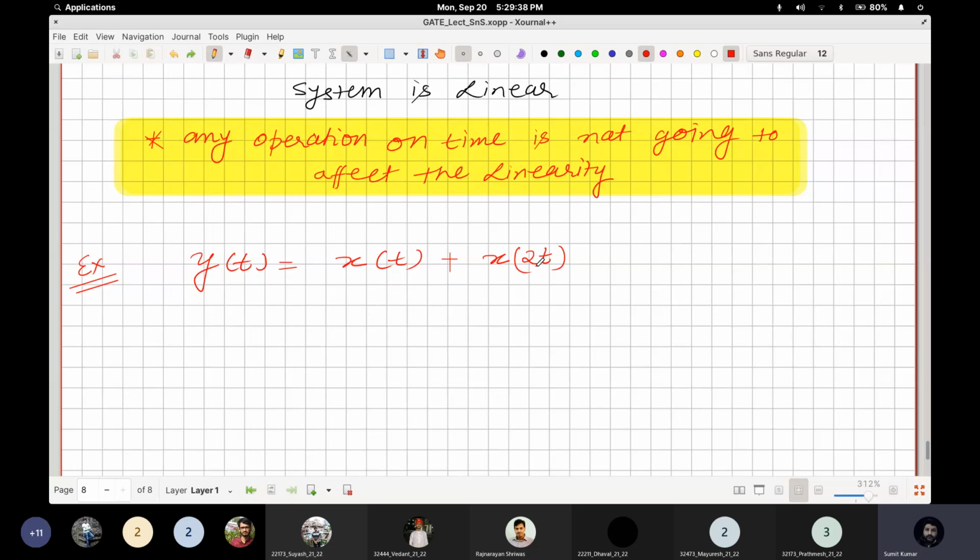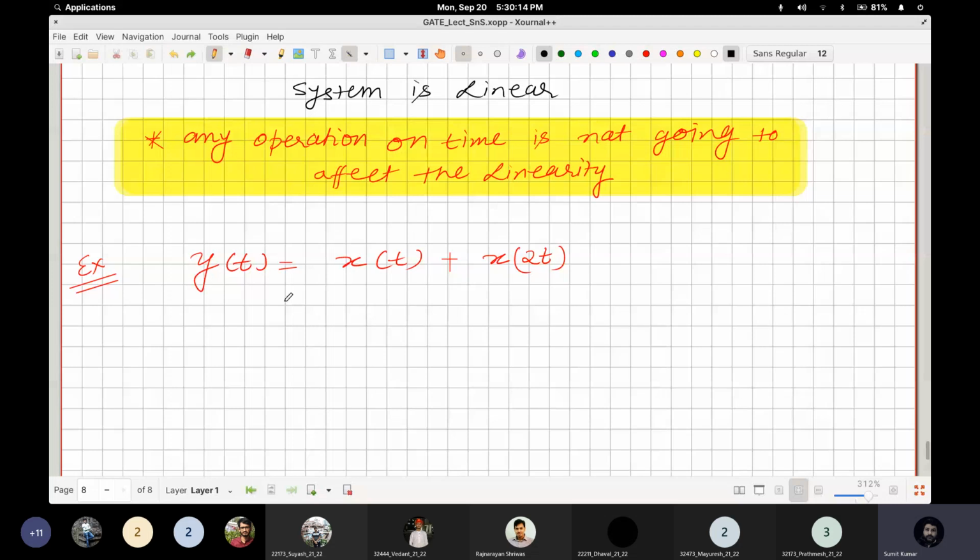Did anyone get the answer? So non-linear. Non-linear. Okay, let's check that.